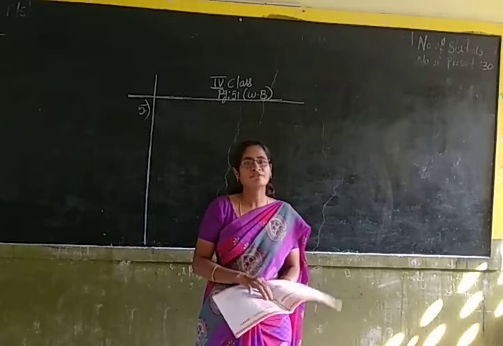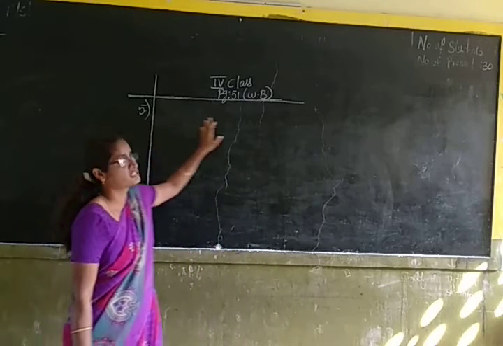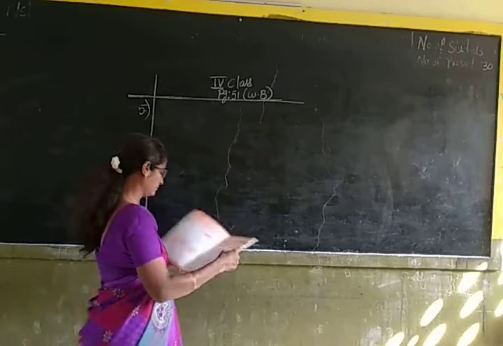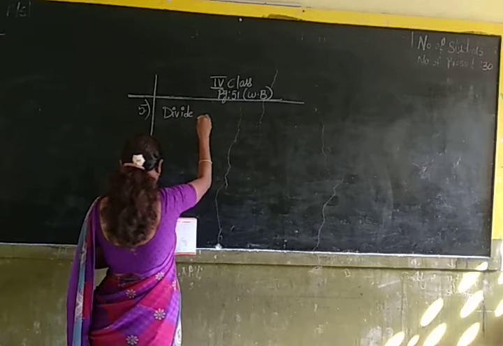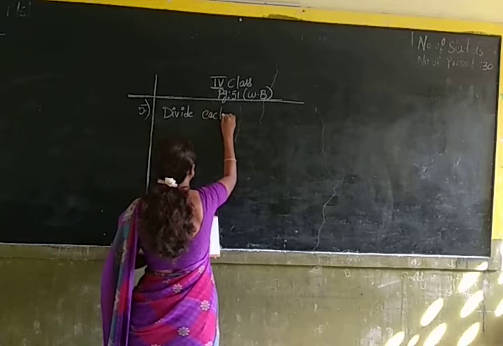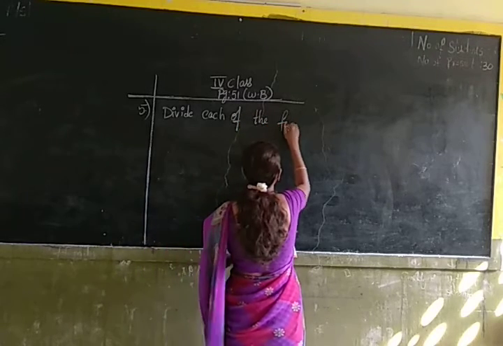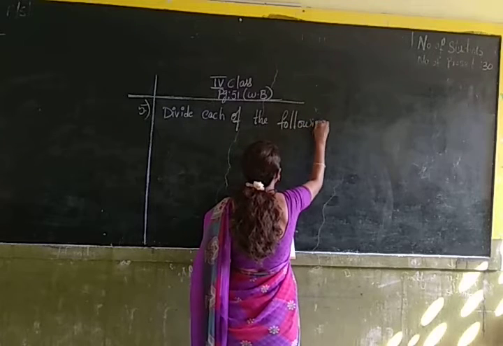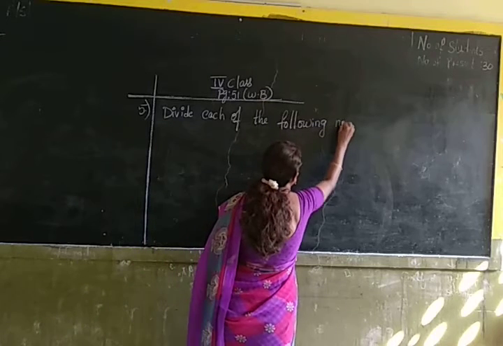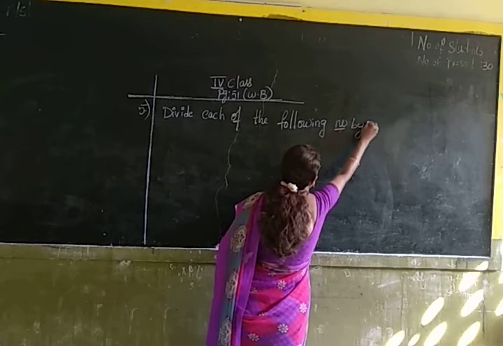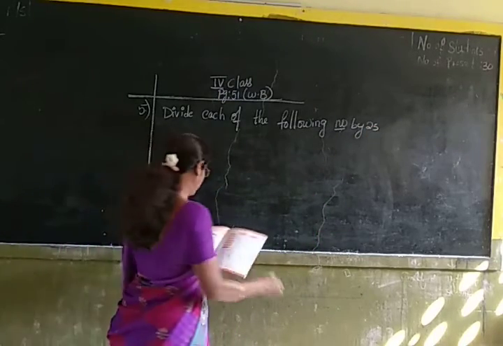Today let us do the 5th question on page number 51 of the workbook. Divide each of the following numbers by 25. Here some numbers are given and you have to divide them by 25.